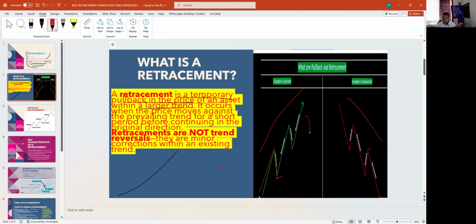Retracements are not trend reversals. They are minor corrections within an existing trend. So they're not really a reversal. They're just a temporary pullback. For instance, as you can see there, in the uptrend, it starts going up and it retraces back. So that's the time you buy. It moves up again and retraces back down. It moves higher and it retraces. Most of the time, whenever you have a temporary pullback, you buy, and it keeps the stock moving higher. Like I said, we call that a temporary pullback, and it's moving higher.